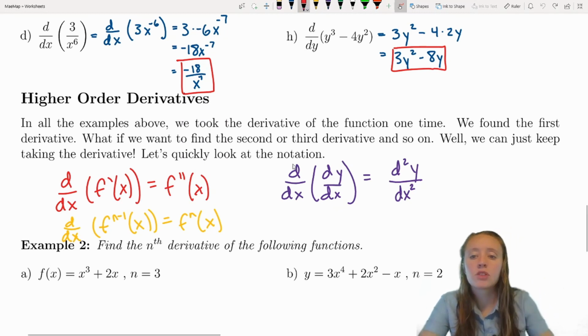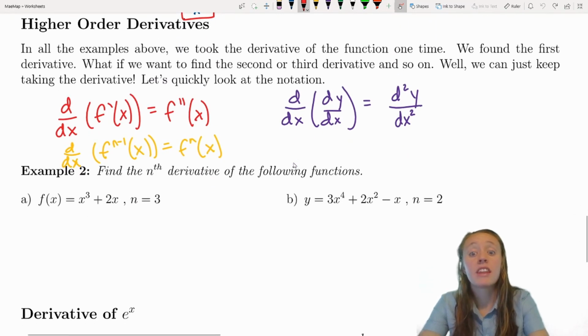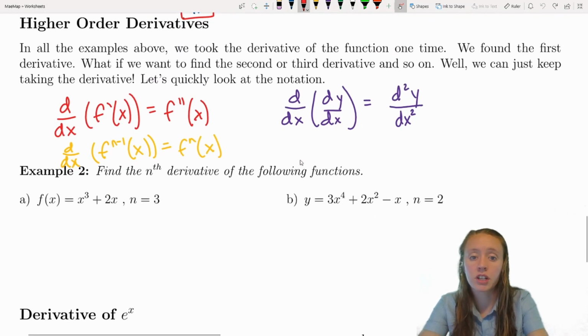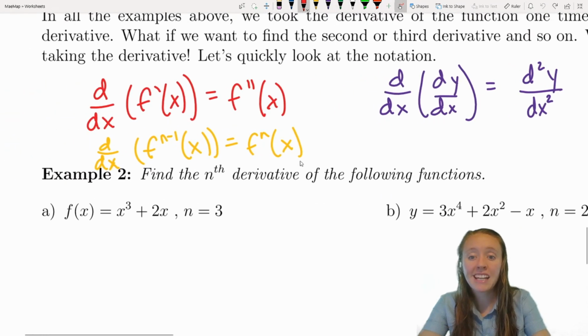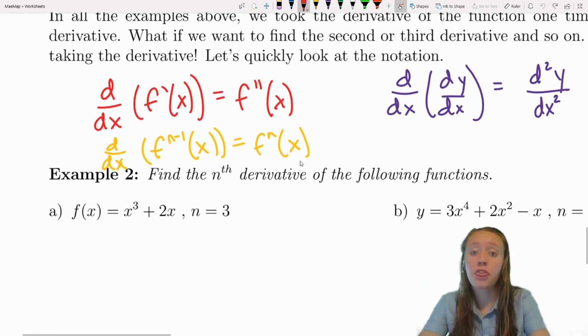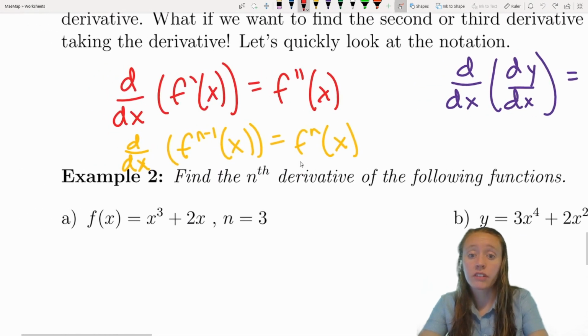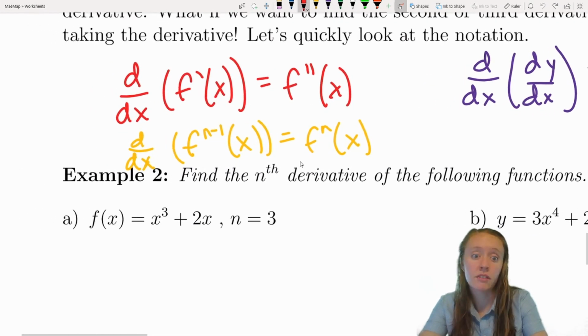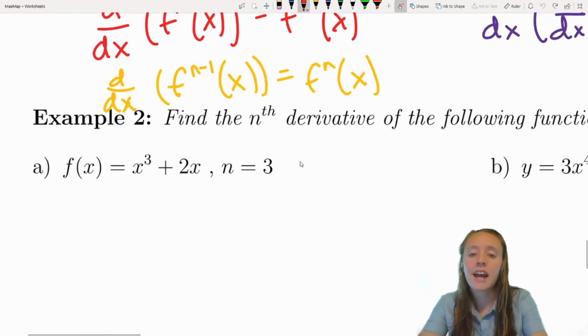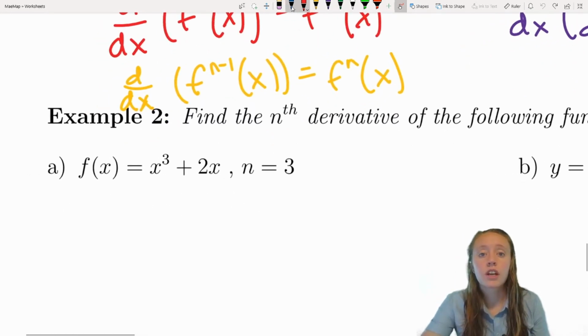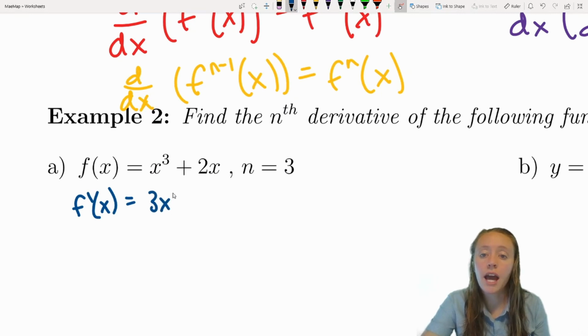So let's go ahead and dive into our example 2 below. We're going to find the nth derivative of the following functions. So in part A, our n value is 3, so we're going to find that third derivative. And in order to find the third derivative, we have to first find the first, and then the second, and then finally the third. So starting with finding the first derivative, f prime of x, using our power rule, that's 3x squared plus 2x goes to 2 when we take the derivative of that. So 3x squared plus 2 is that first derivative.